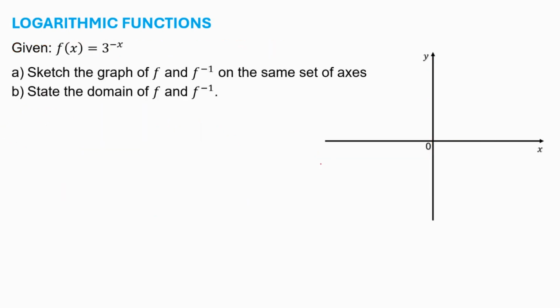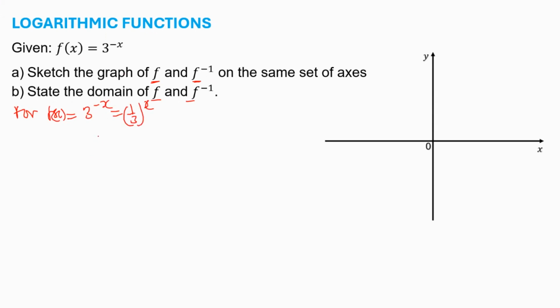Let's do the last one. Given f of x is equal to 3 to the power negative x, sketch the graph of f and f to the power negative 1 on the same set of axes. Right, and then state the domain of f and its inverse. The graph of f is exponential. So for f of x is equal to 3 to the power negative x, this is just the same as 1 over 3 to the power x. So this is an exponential function.